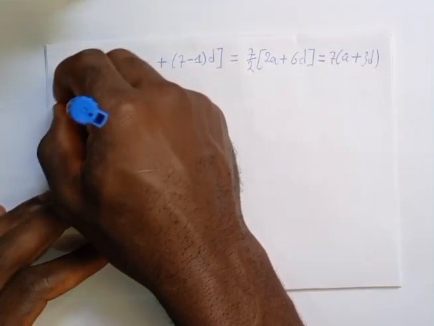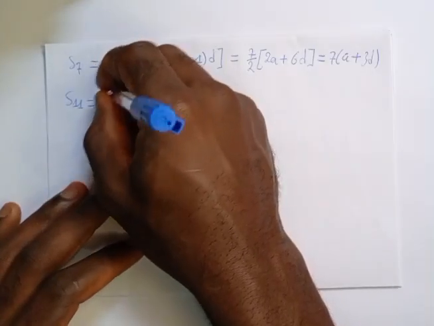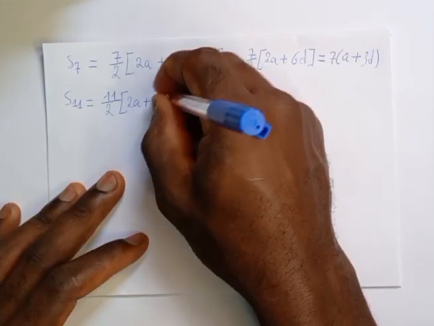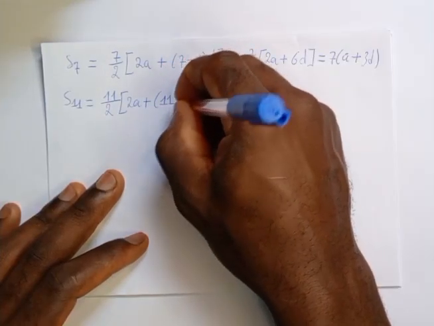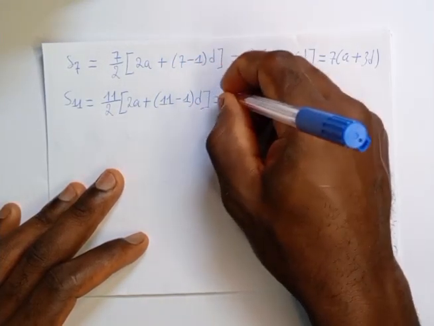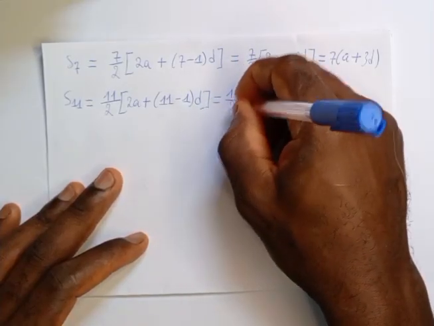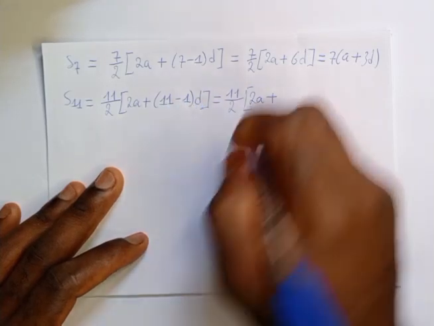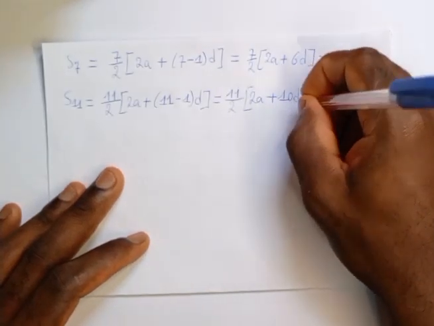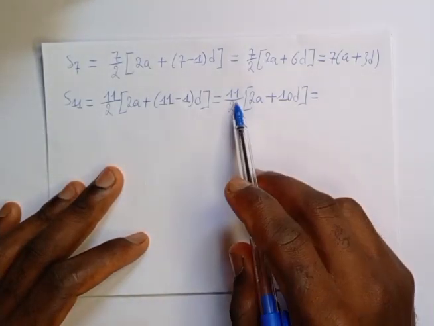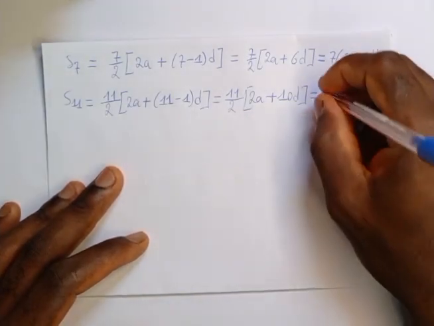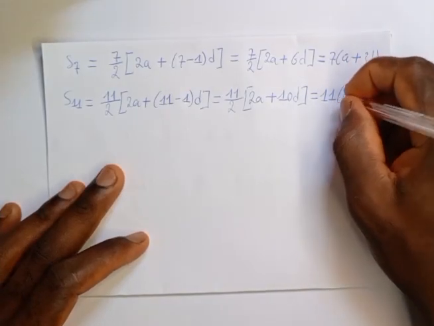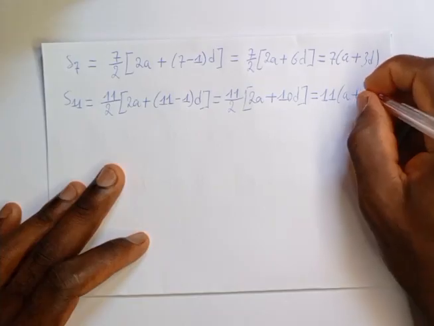Now let's find the sum of the first 11 terms. It will simply be equal to 11 over 2 times 2a plus 11 minus 1 times the common difference d. And this will be equal to 11 over 2 times 2a plus 11 minus 1 gives us 10 times d. Multiplying all through by a half, what we have in this bracket will give us 11 times 2a times a half gives us a, plus 10d times a half gives us 5d.